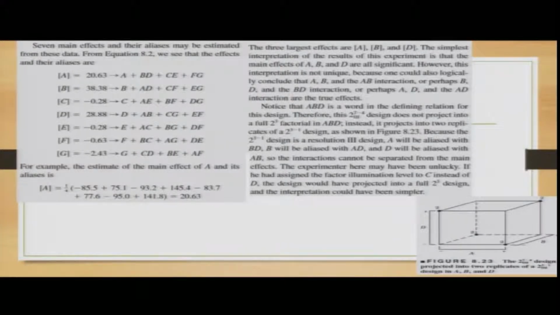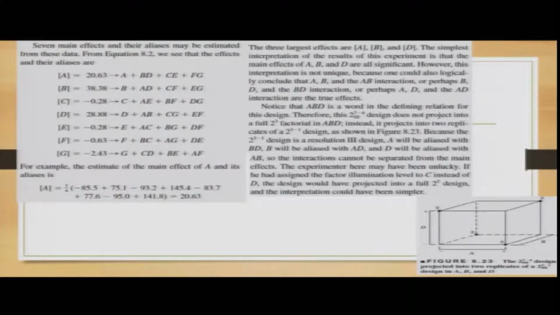For example, if I want to find the combined effect for A, it would be A, BD, CE and FG. If you put in those values in milliseconds which you found, how many such combinations are there? There are 4. What are those 4? A, BD, CE and FG. Hence, you will give a weightage of 1/4. Based on them, when you calculate, you find the value of 20.6. So, you can do the calculations accordingly.